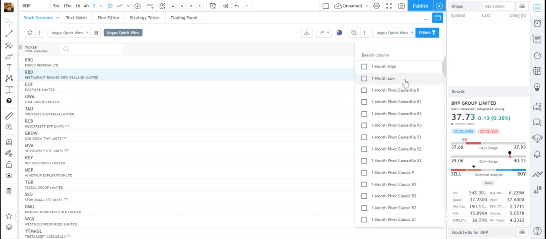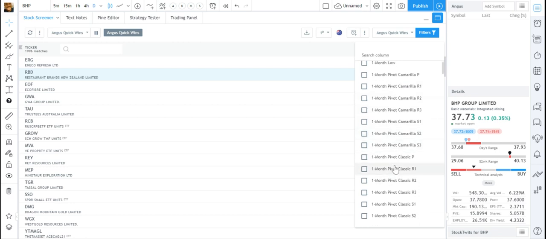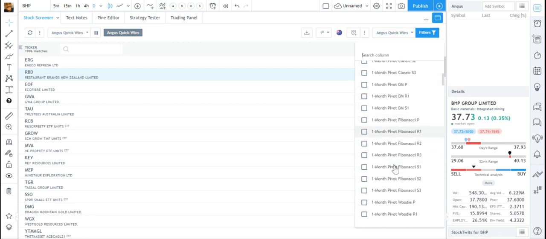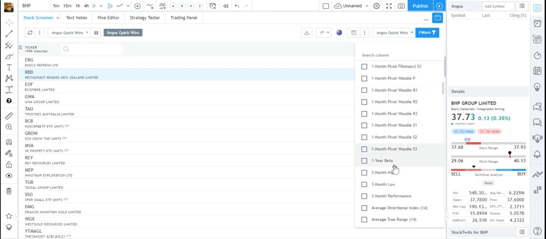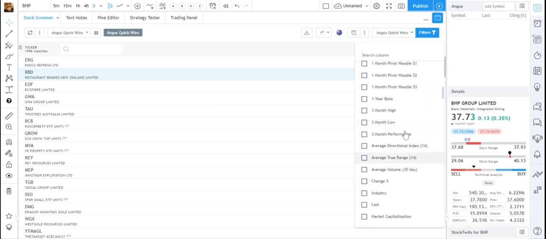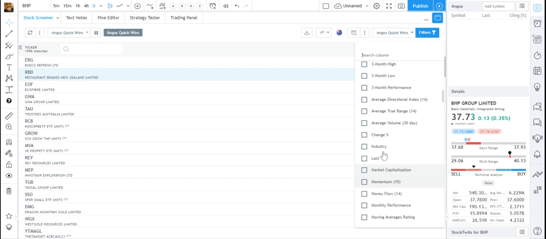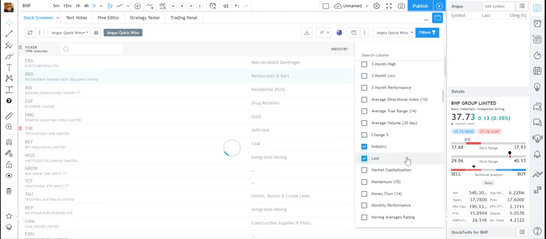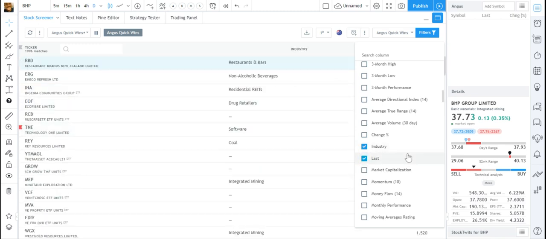So things like 1 month high, 1 month low, you can see there's a whole bunch of stuff in here. I'll probably forget to add half of them. I like to see things like percentage changes, ADX, average true range, average volume. I use those a lot. So I'm going to select industry. I'm going to go last price. You can see it starts to add them up here.